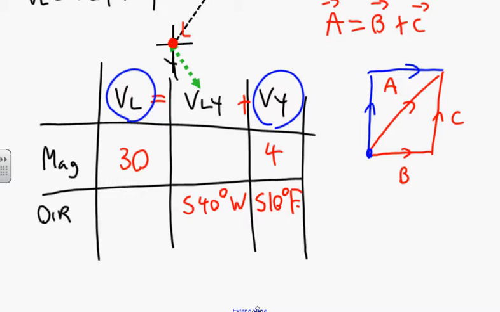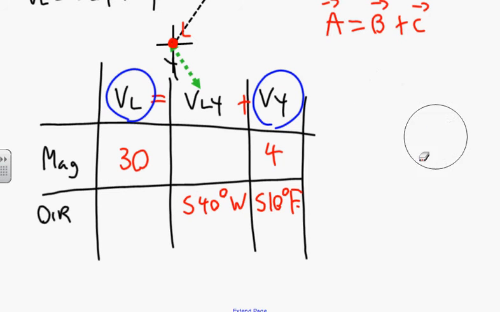Okay, so here's what we're going to do. I'm going to use that law there. So I'll start off with phi y. Phi y is going south 10 degrees east. That's 10 degrees there. It's going 4. Next I'm going to use phi l. So phi l is going to be going down this direction here somewhere, we don't know which one.